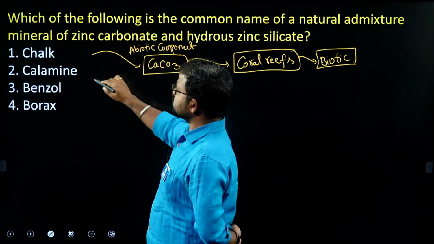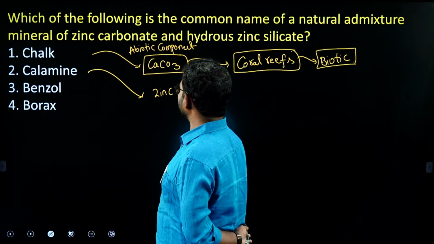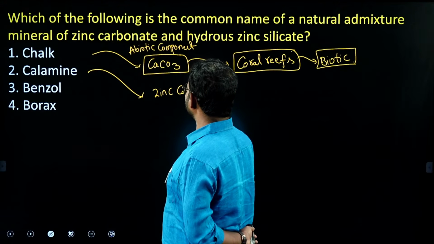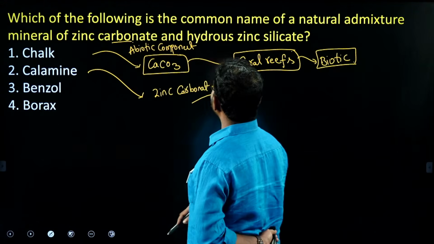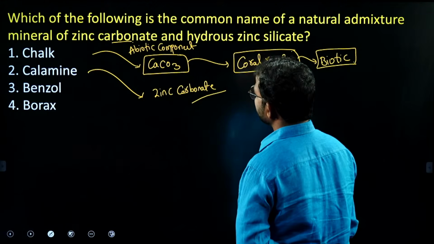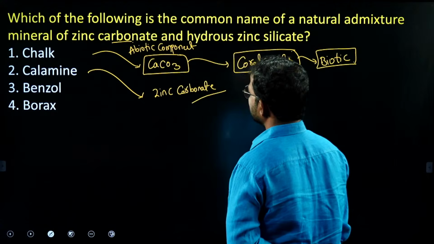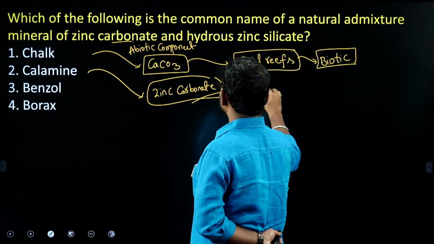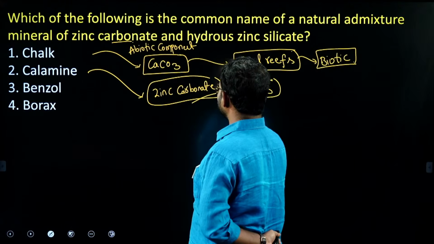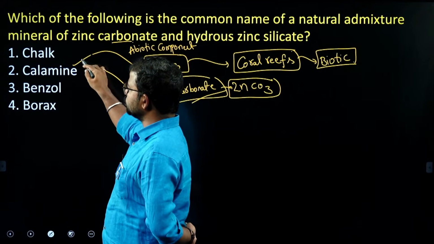Next, calamine. Calamine means nothing but zinc carbonate. Here they asked which of the following chemicals is the common name of a natural admixture mineral of zinc carbonate and hydrous zinc silicates. So here it is ZnCO3. Generally we use this terminology for calamine. So the correct option is option 2 only.